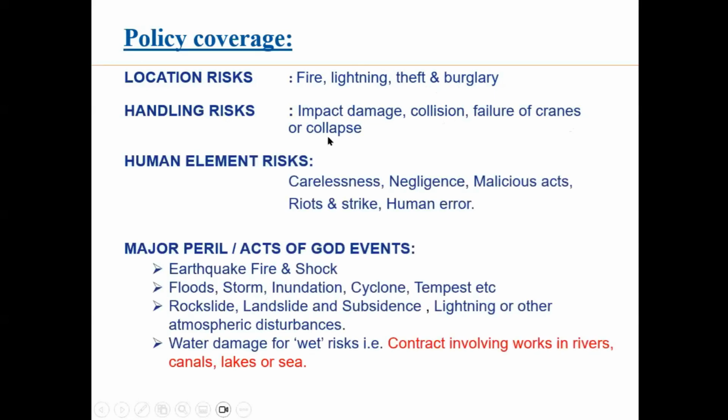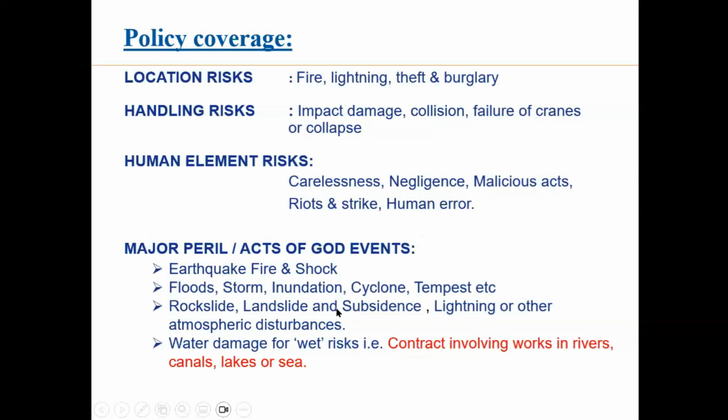Damage due to collapse of crane, failure, turning. All these things are covered. Collapse of interest structure is also covered in this case, subject to certain conditions. Then human element risk, carelessness, negligence. Willful negligence is not covered, but negligence is of course covered. Then malicious acts, riots, strike, human error, unintentional human error. It is also covered. Same thing is carelessness, unintentional, not willful.